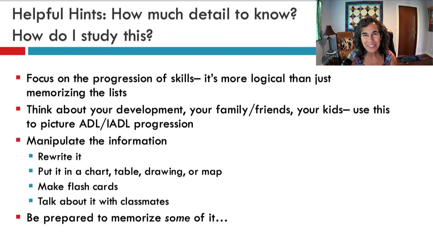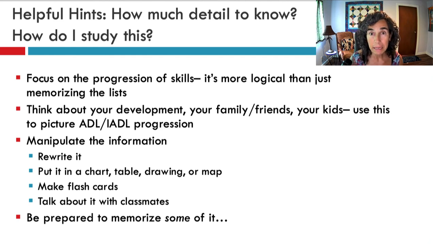All right, so here's the question that students often ask me. How much detail do I need to know, and how do I study this? So here's my thoughts. Focus more on the progression of skills, like the logical part, more than just memorizing a list, right? So you have your ages, you have your progressions, and think about how they go together, right? Like which is the hardest task, which is the easiest task. Also think about your development, that of your family or friends, your kids, kids that you babysat, and use this to get a picture in your head of ADL and IADL progression. So it's not something out there, it becomes something that is in here.